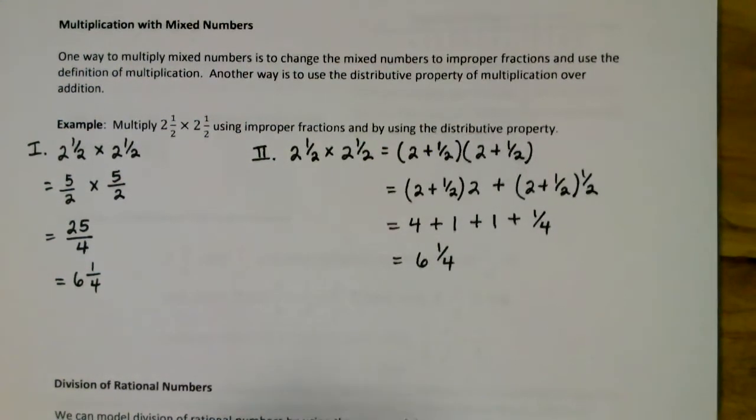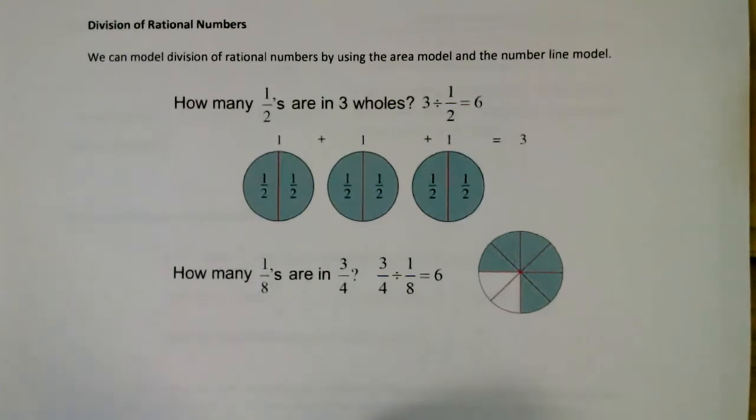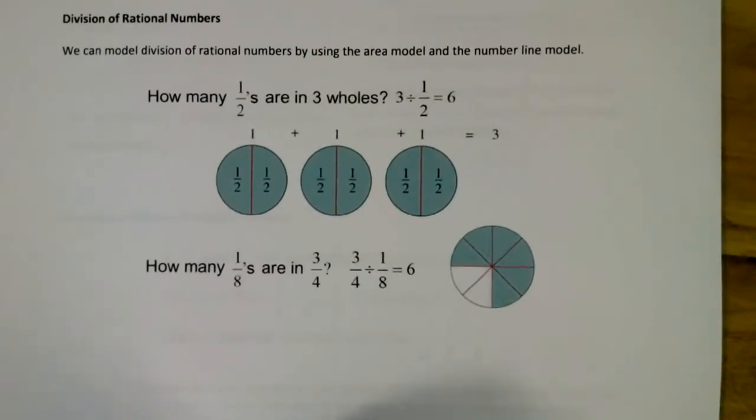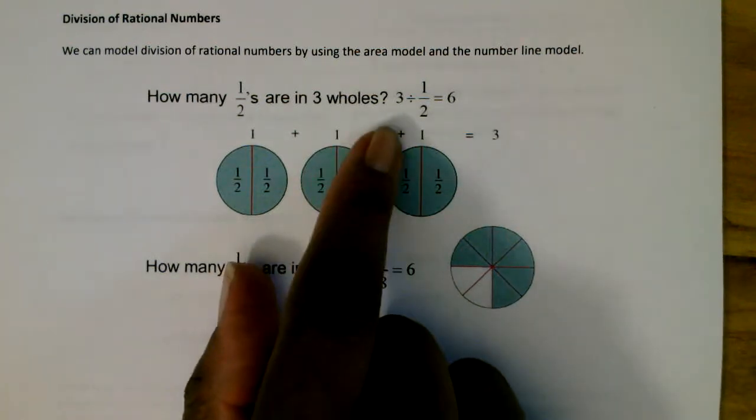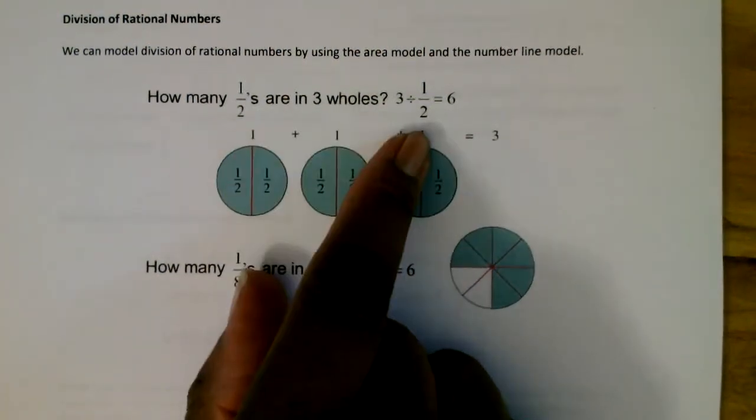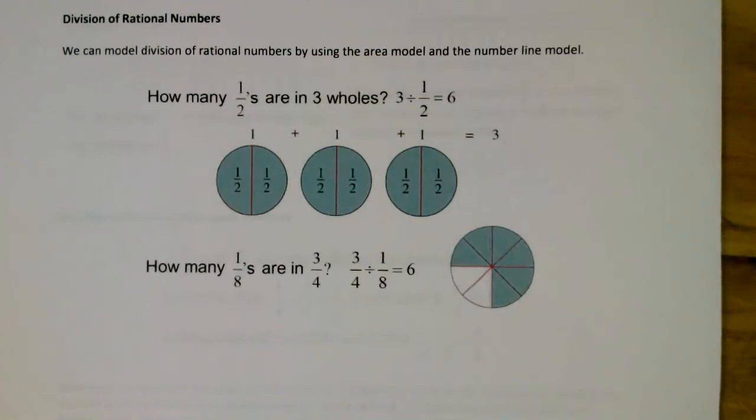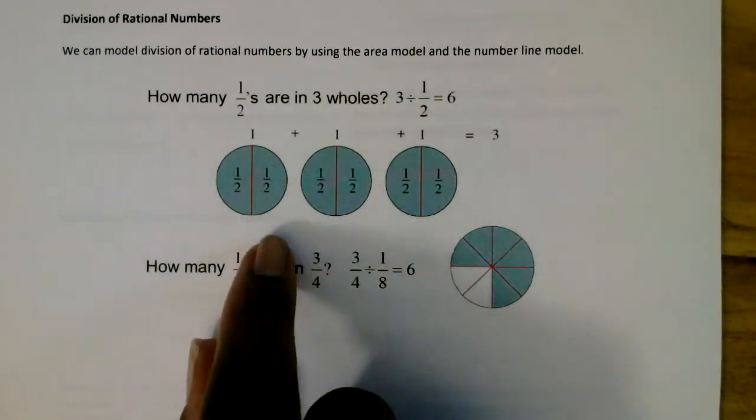All right, now let's talk about division of rational numbers. Now here we can model division of rational numbers by using the area model and the number line model. Like in this case here, how many 1/2s are there in 3 wholes? And in this case here, we take 3, divide that by 1/2, which will give you 6. So here's the illustration of that.